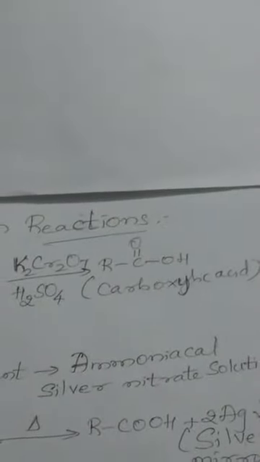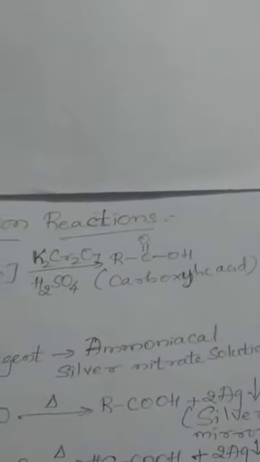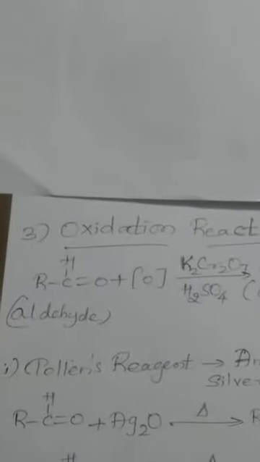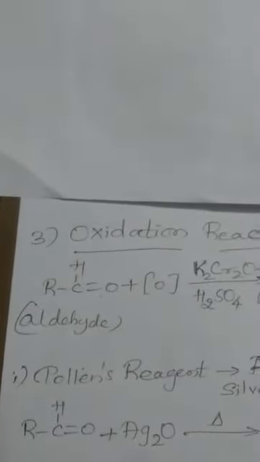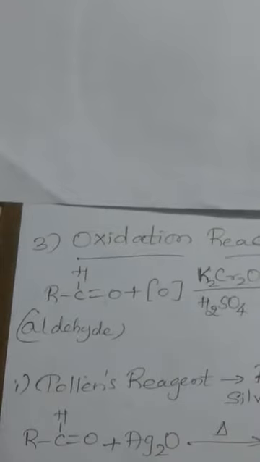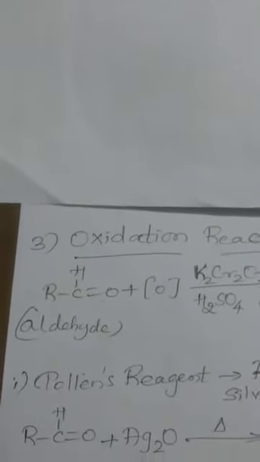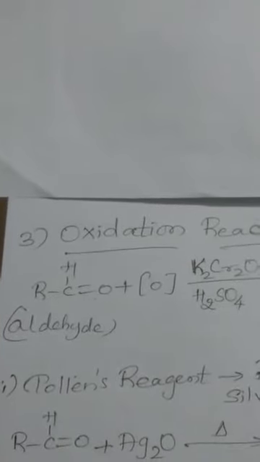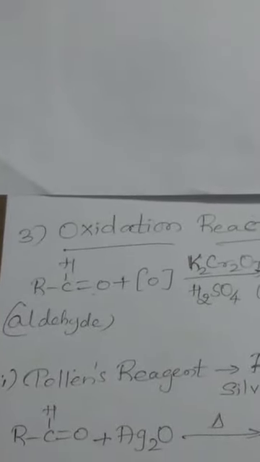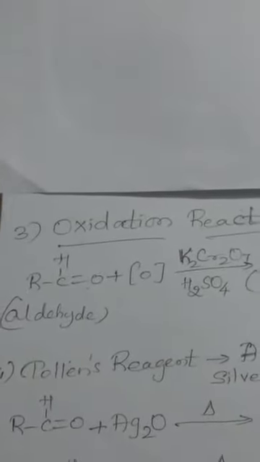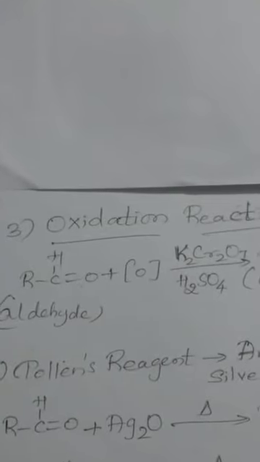Now this is the general equation. We can take the example of acetaldehyde by replacing R by CH3, or even you can take the example of benzaldehyde by replacing R by phenyl group. I hope you all know the phenyl group, that is C6H5. So this is the general equation.